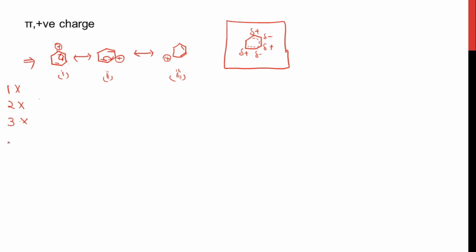Then comes the fourth rule. The fourth rule says negative charge on an electronegative atom and positive charge on an electropositive atom are stable. So the fourth rule is saying that if the resonating structures have charges, the negative charge should be on the electronegative atom and the positive charge should be on the electropositive atom. Then that particular structure would be more stable than the other one. So we'll apply this to the above example.